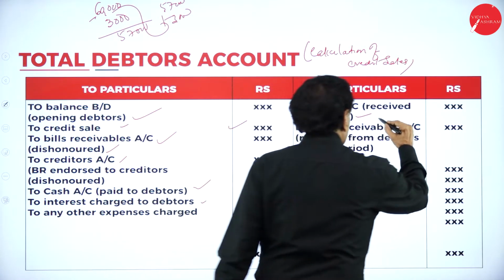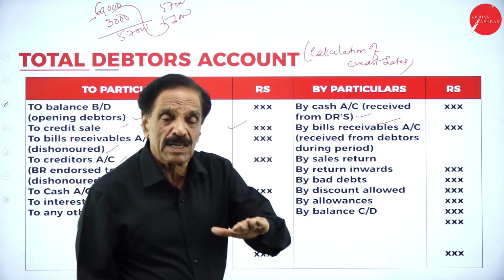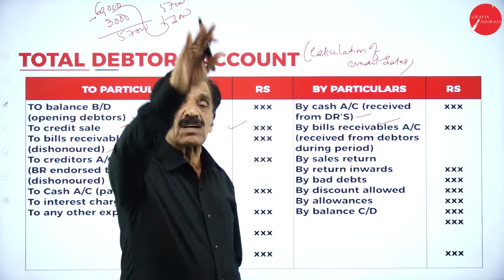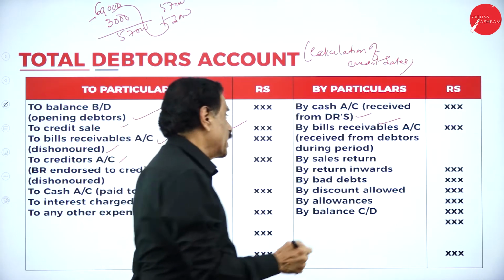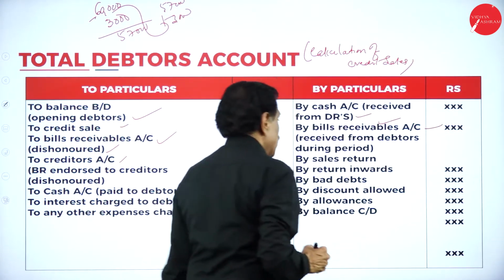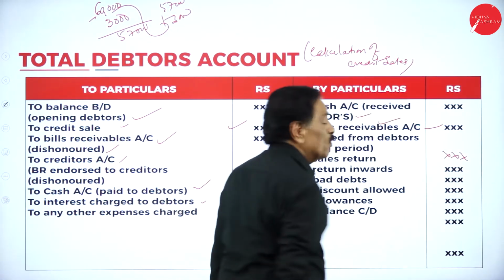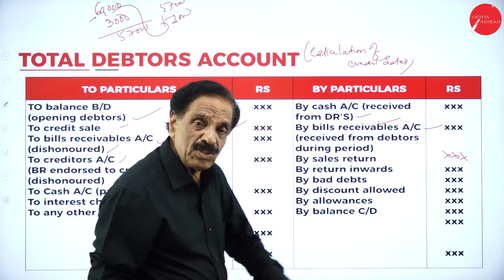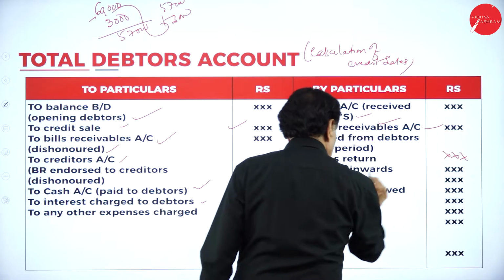Then BR account, bills received from the debtor. If the bill is received, we assume your debtor account will be reduced. The assumption is that it is going to be honored. Your debtor account will be reduced here. Then by sales return: if the goods have been returned by the buyer, naturally your debtor account will be reduced. Sales return, or return inward.